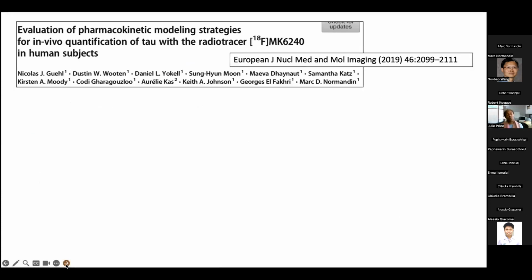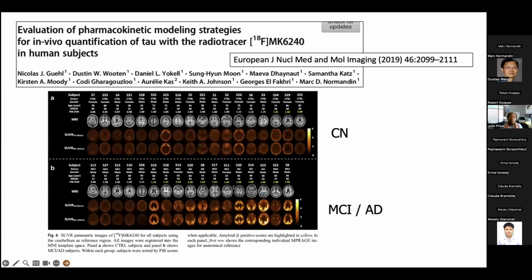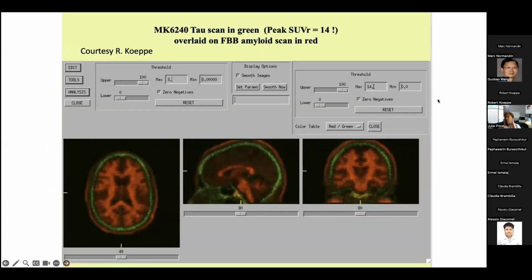And this is shown in the paper, the MGH paper by Nicholas Gell and Marc Normandin and others. This is an example of control subjects and several MCI-AD subjects. You can see in some of the controls, you have this outer ring of intense radioactivity concentration, and it's even apparent in some of the MCI subjects. And they presented pharmacokinetic modeling strategies.